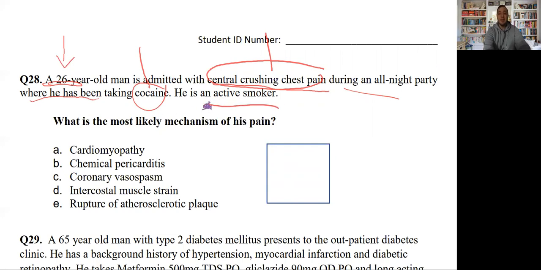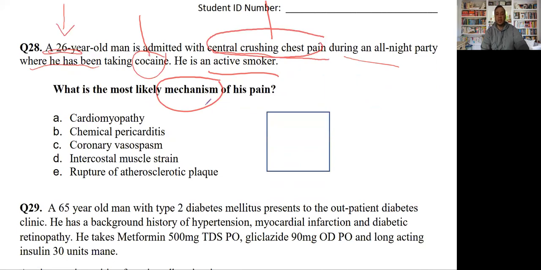What is the most likely mechanism? He's asking about the mechanism of his pain. I think this question is connected with cardiology or cardiovascular studies. He's asking about the pathophysiology. How is cocaine causing acute coronary syndrome?